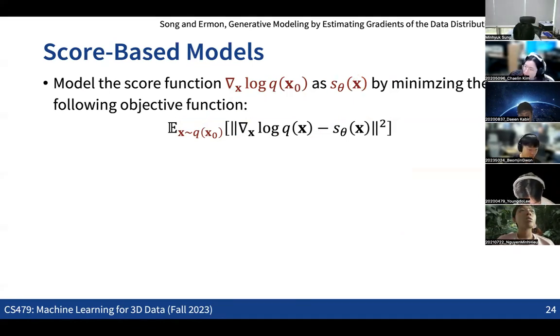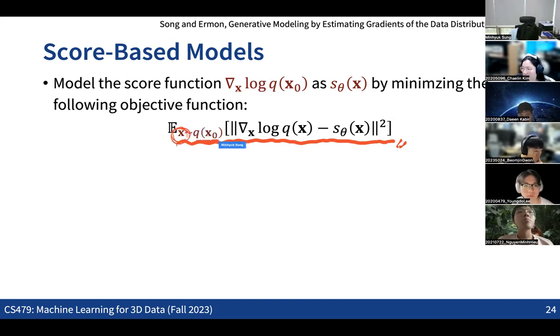And the way that we can learn this score prediction network is by optimizing the neural network with this objective function. So basically, minimizing this expected value, taking samples from the data distribution, calculating the score, and then minimizing this difference.